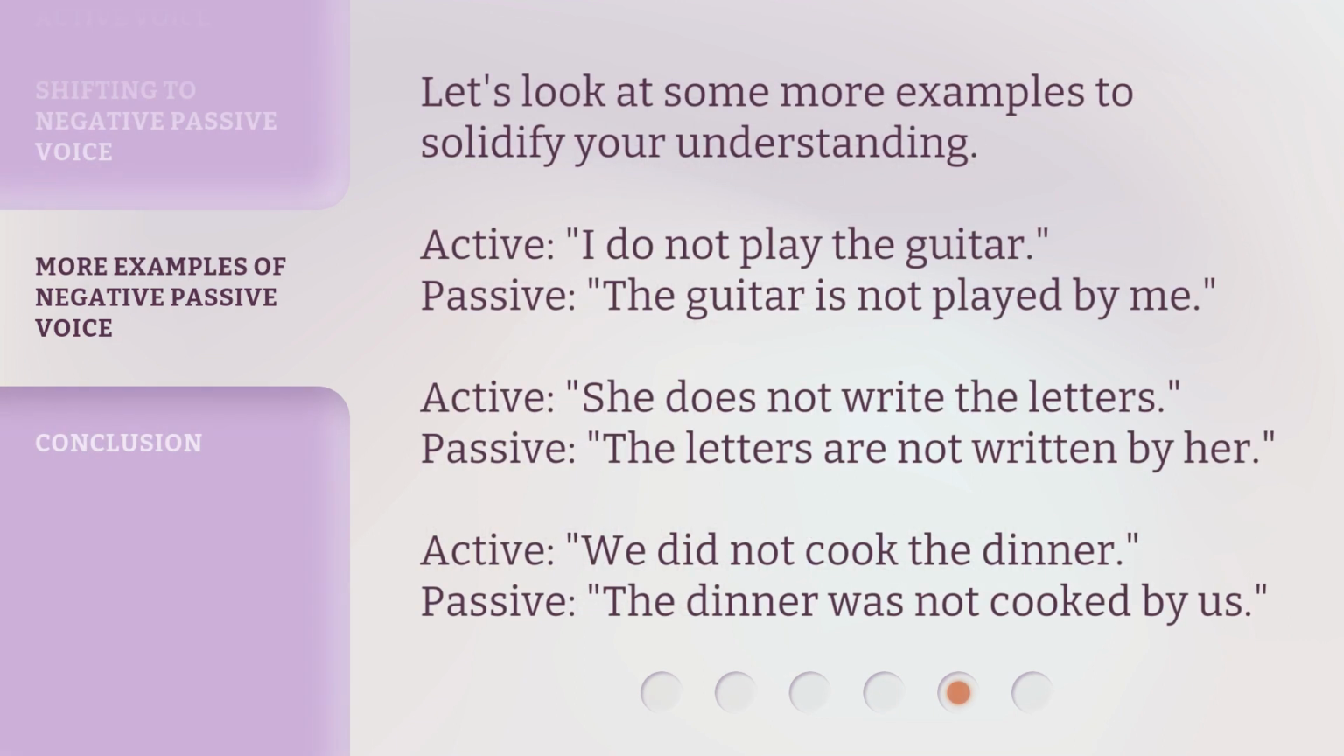Let's look at some more examples to solidify your understanding. Active, "I do not play the guitar." Passive, "The guitar is not played by me." Active, "She does not write the letters." Passive, "The letters are not written by her." Active, "We did not cook the dinner." Passive, "The dinner was not cooked by us."